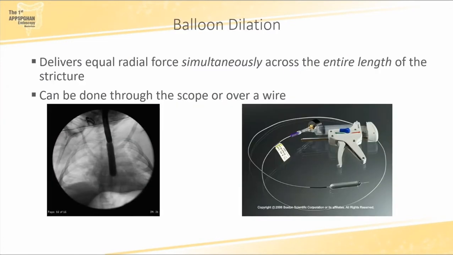Alternatively, you have balloon dilation, which delivers equal radial force simultaneously across the entire length of the stricture. Here, there's no true longitudinal force. This can be done through the scope or over a guide wire. In the fluoro picture you have here, you see the balloon being inflated, and you can see the pinch of the balloon at the area of the stricture. As the balloon is inflated, you see the obliteration of that waist, which shows that the stricture is being opened. If you are not using fluoro, all you have to do is take down the balloon, and you can notice the tearing of the stricture.